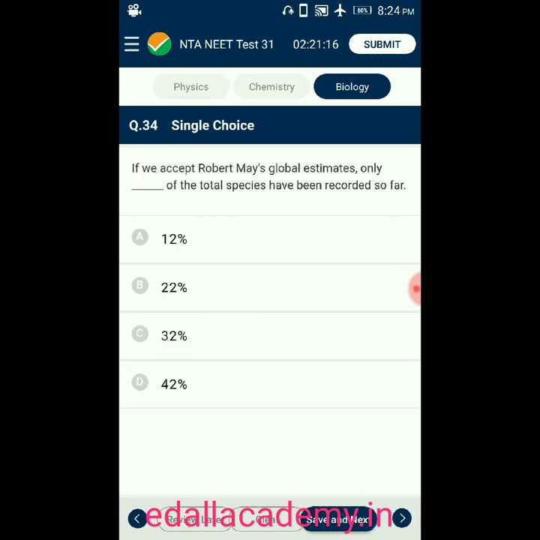Question number 34. If we accept estimates, only a certain percentage of the total species have been recorded so far. Robert May gave a conservative and scientifically correct estimate of global species diversity. According to him, there are about 7 million species, out of which 22% have been recorded so far. So the answer for this question is option B, 22%.